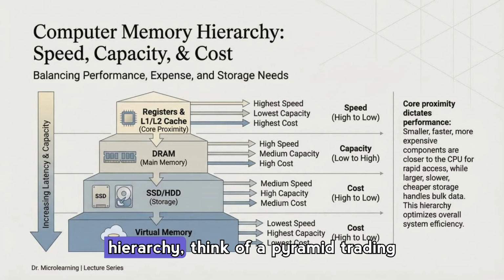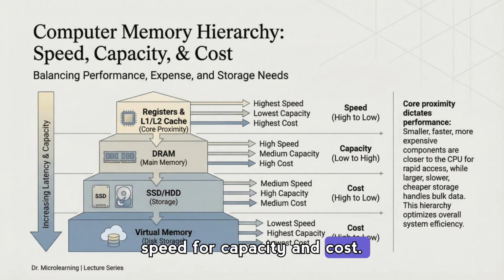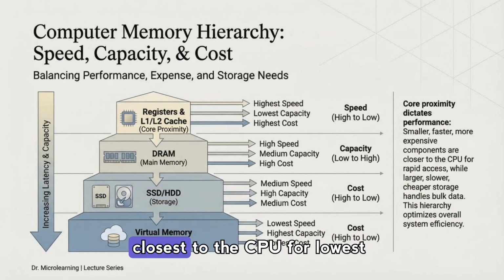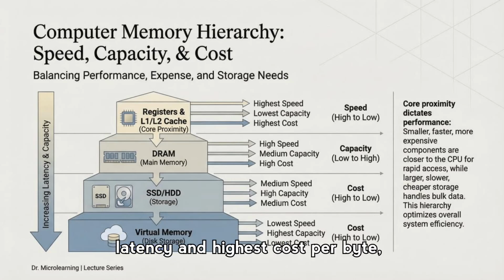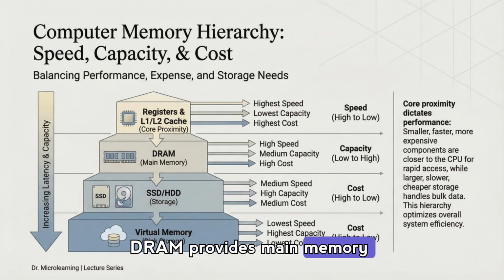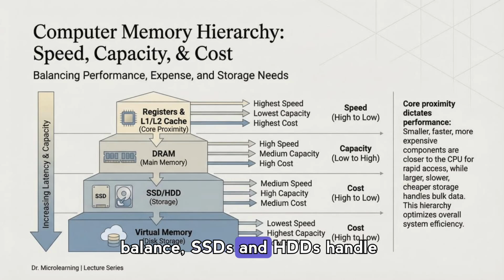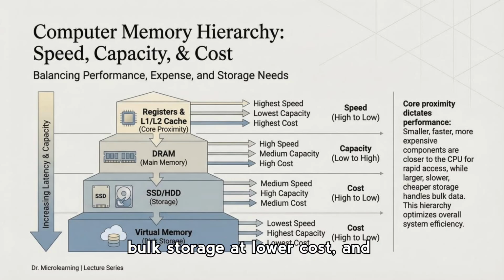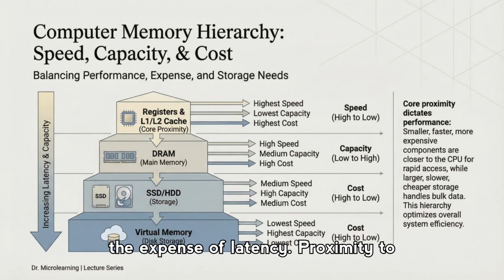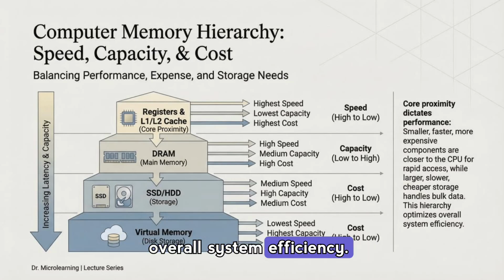When we look at the memory hierarchy, think of a pyramid trading speed for capacity and cost. Registers and L1, L2 caches sit closest to the CPU for lowest latency and highest cost per byte. DRAM provides main memory balance. SSDs and HDDs handle bulk storage at lower cost, and virtual memory extends capacity at the expense of latency. Proximity to the core dictates performance and overall system efficiency.